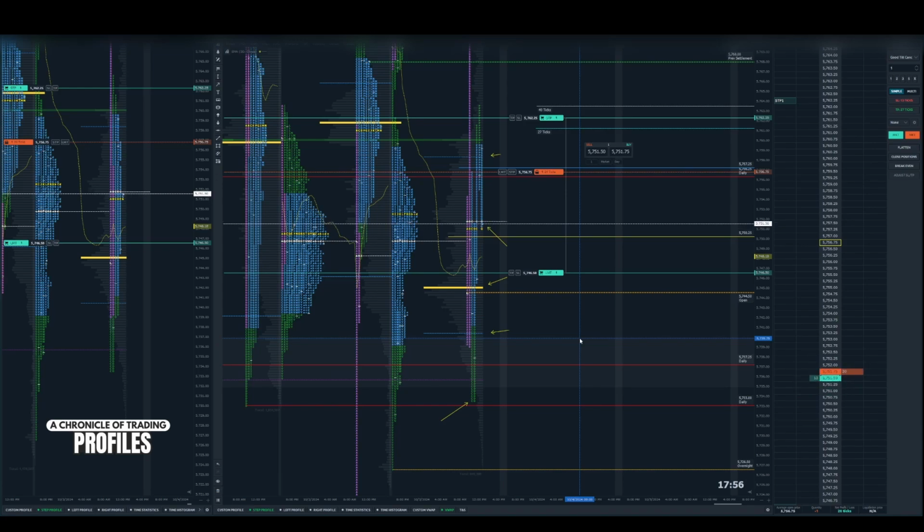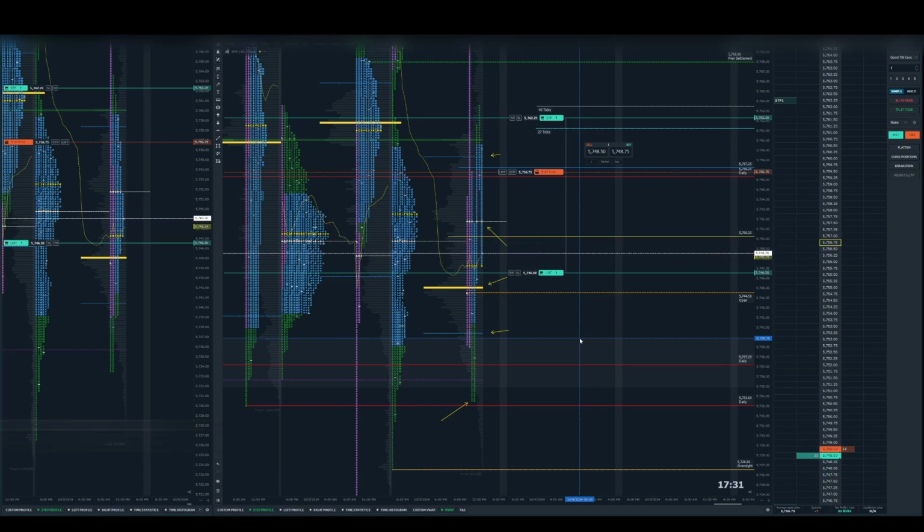Again, keep in mind, this is 3 times the speed, so it was moving a lot slower than this. There's a touch of the VWAP. I pretty much was sure I had it at this point.